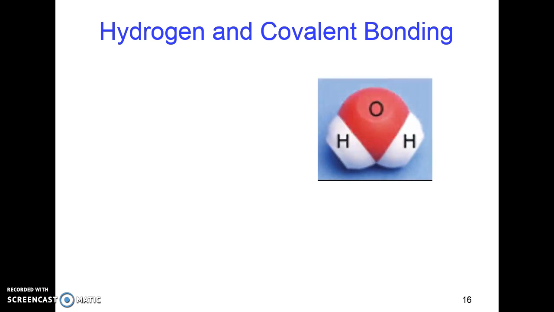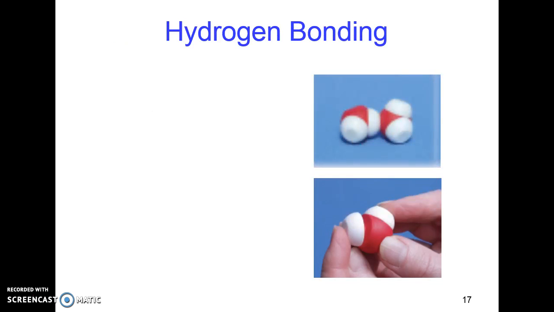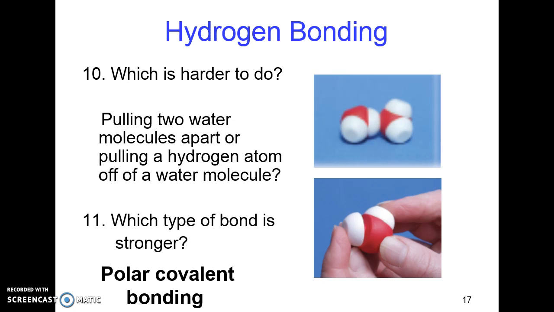All right. So inside the water molecule, the force that holds the hydrogen to the oxygen is a different kind of bond. That's called a polar covalent bond. And polar covalent bonds are much stronger than hydrogen bonds because it was a lot harder to pull that hydrogen off of that oxygen than it was to pull 2 water molecules apart. So our stronger bond would be that polar covalent bond, and these are the type of questions that are going to be on the test.